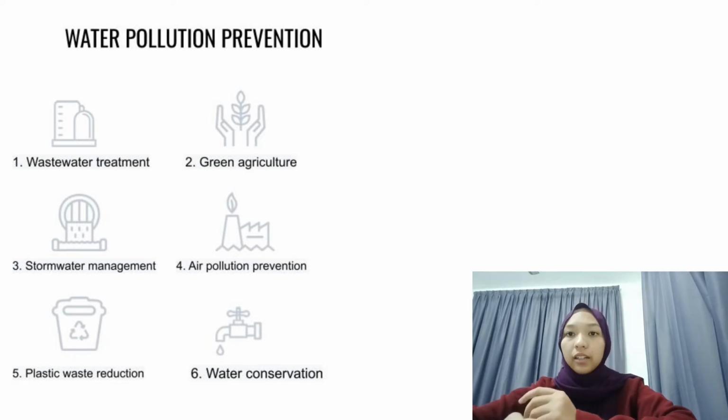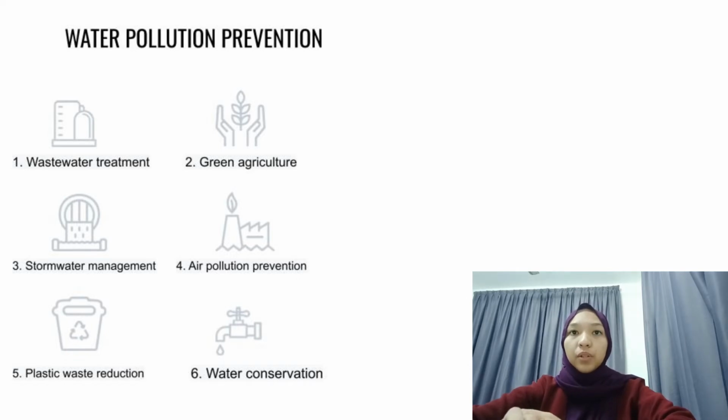Next is green agriculture. Globally, agriculture accounts for 70% of water resources. So it's essential to have climate-friendly crops and efficient irrigation that reduces the need for water and energy, while improving efficiency and food production. Green agriculture is also crucial to limit the chemicals that enter the water.